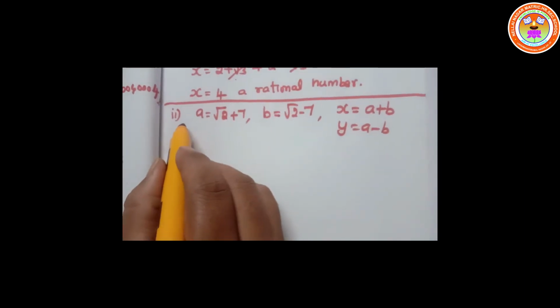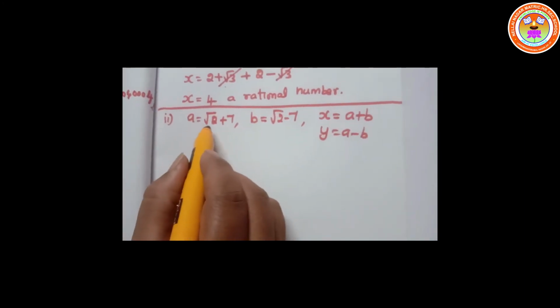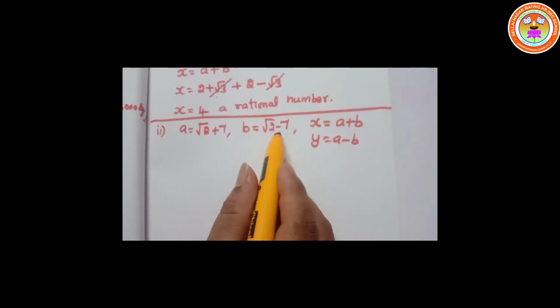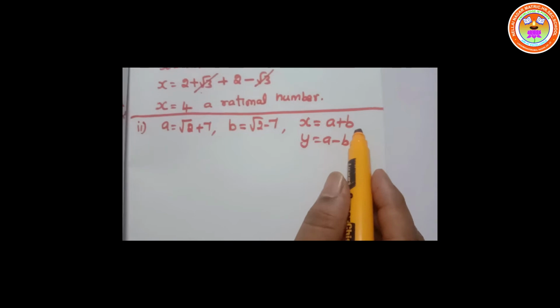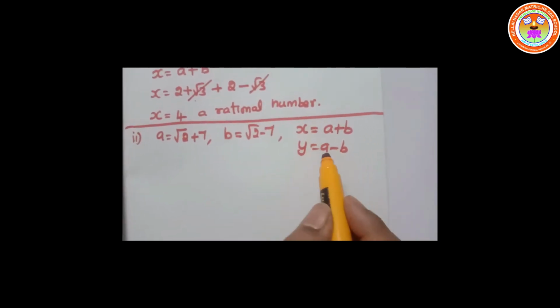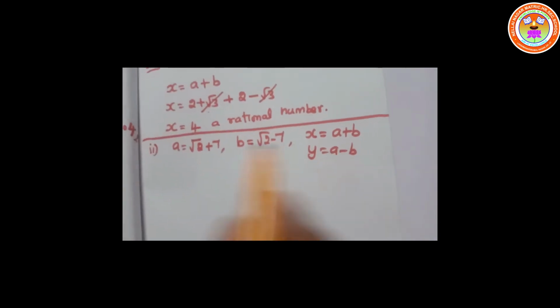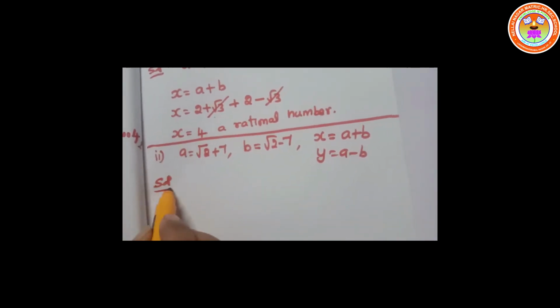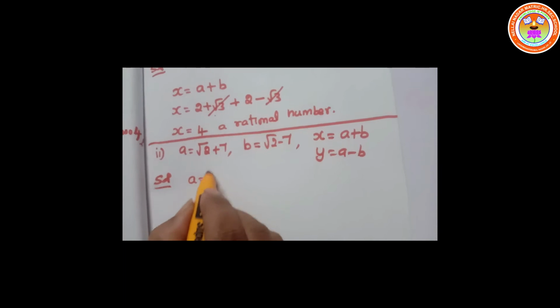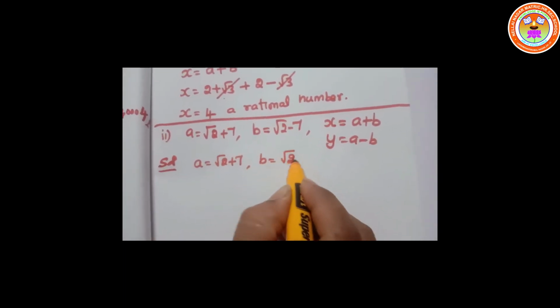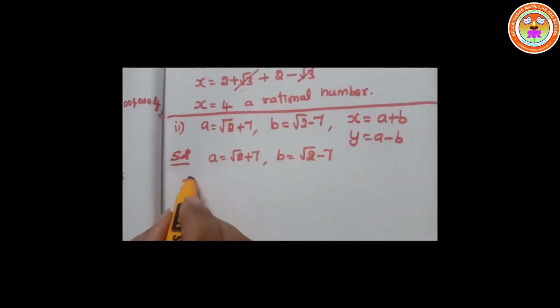Now second subdivision. a is equal to root 2 plus 7, b equal to root 2 minus 7. x equal to a plus b, y equal to a minus b. After finding x and y, you have to say whether it is a rational number or irrational number. Yes, children, we'll see. Solution. a is what? Root 2 plus 7. b value is what? Root 2 minus 7. First you have to find x value.